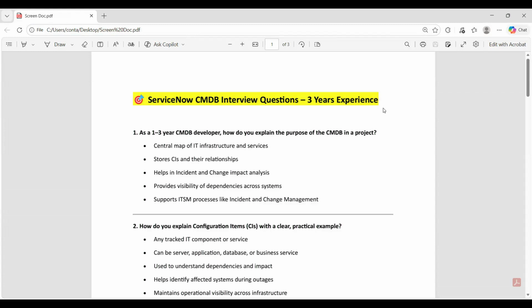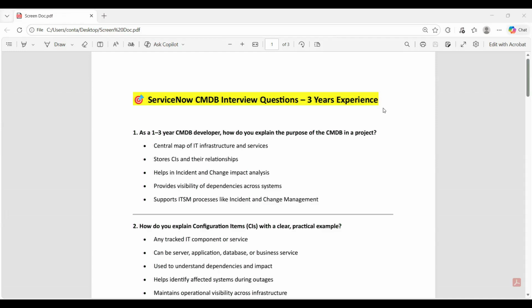As a 1 to 3 year CMDB developer, how do you explain the purpose of CMDB in a particular project? So ladies and gentlemen, when we talk about CMDB in a real project, we usually explain it in very simple language. We say that the CMDB is like a central map of the entire IT environment of a particular company. It does not only store servers and applications, it also stores how all these systems are connected and dependent on each other. Because this dependency becomes extremely useful during incidents and changes.